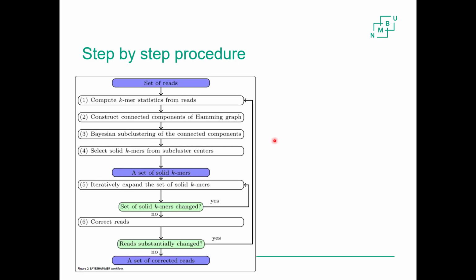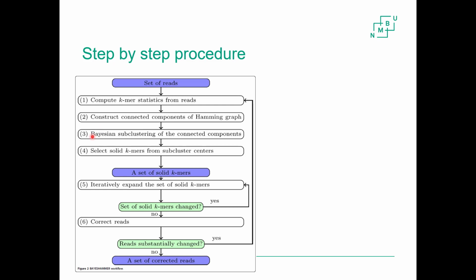Let's see how this BayesHammer procedure is outlined step by step. So what is it actually doing? It takes some reads, right? That's the raw input here, directly from the FASTQ files. And it computes some k-mer statistics. Actually, it just collects the k-mers, I would say. That's the first step. Then construct something called a Hamming graph and the connected components, and this we will come back to. This is a very important step.